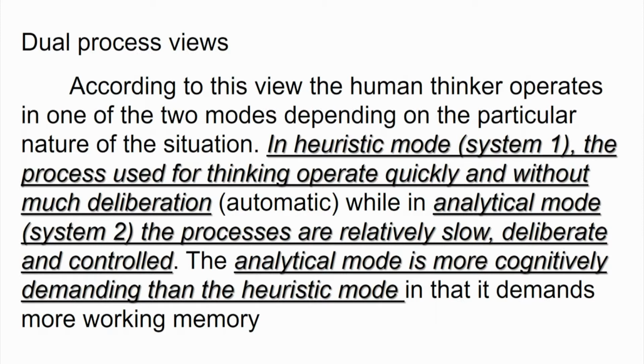In opposition to that, there is an analytical mode of thinking, which is called system 2 thinking, where the processes are relatively slow, deliberate and controlled. So, there is one kind of judgment and reasoning process which is automatic in nature, called system 1, and there is another kind of thinking, reasoning and decision making process which is more deliberate. Depending on how much value the decision has for you, you use either the heuristic mode or the analytical mode.